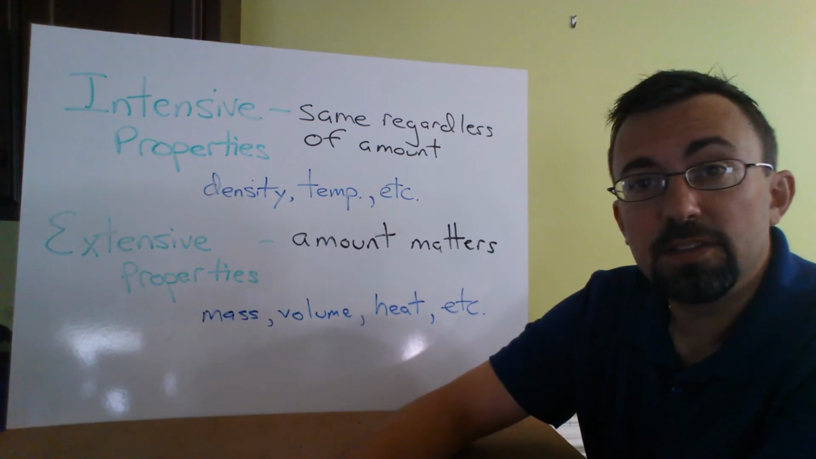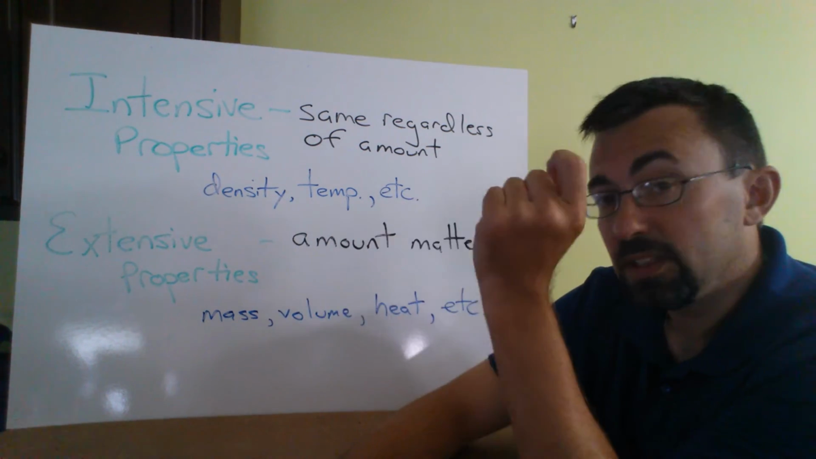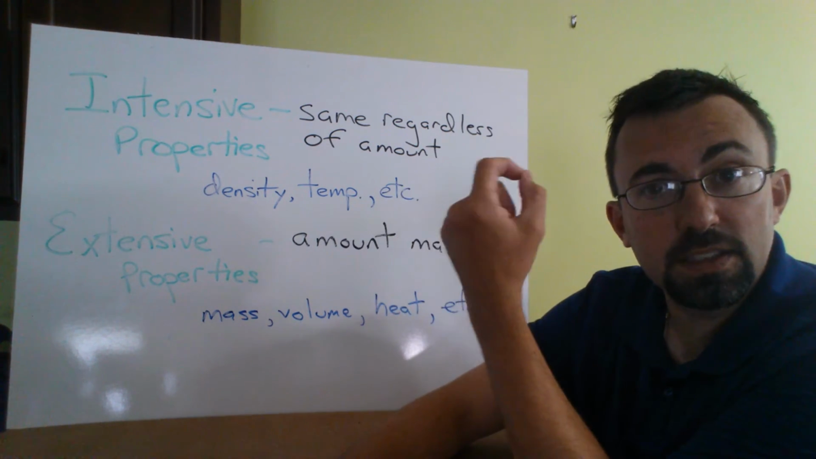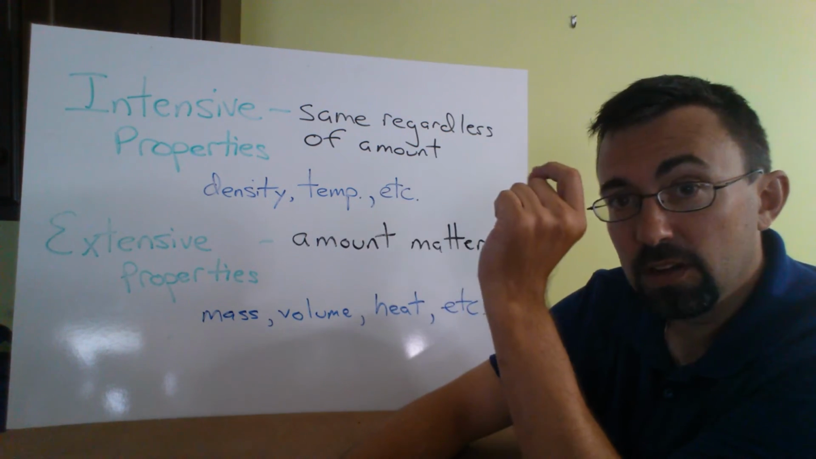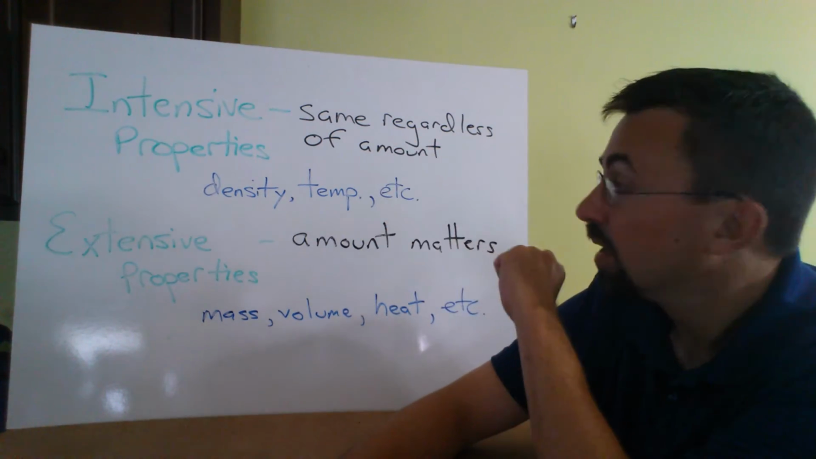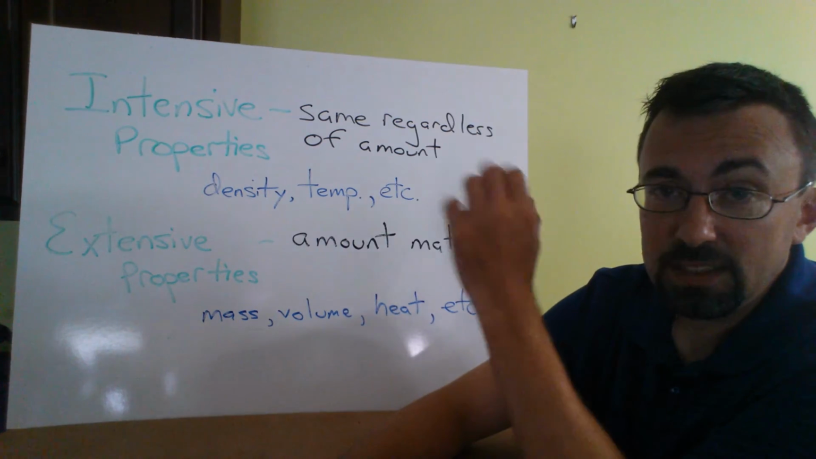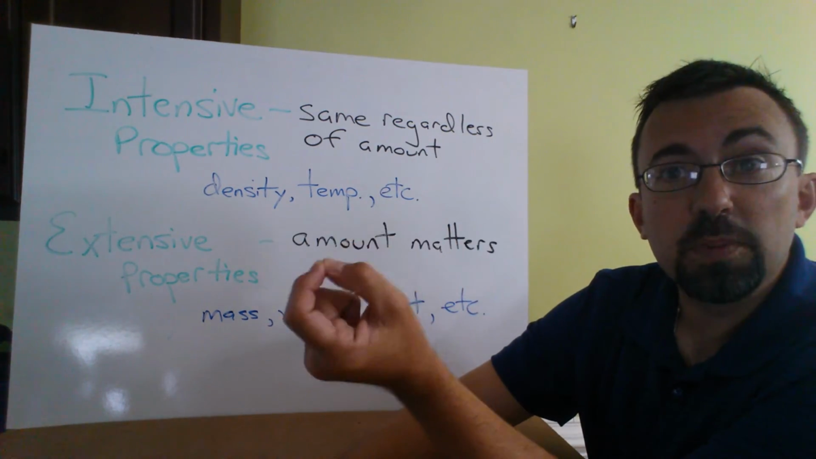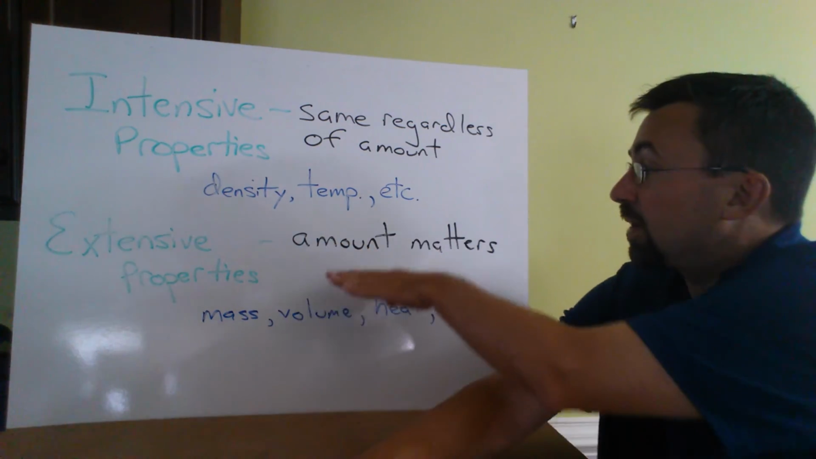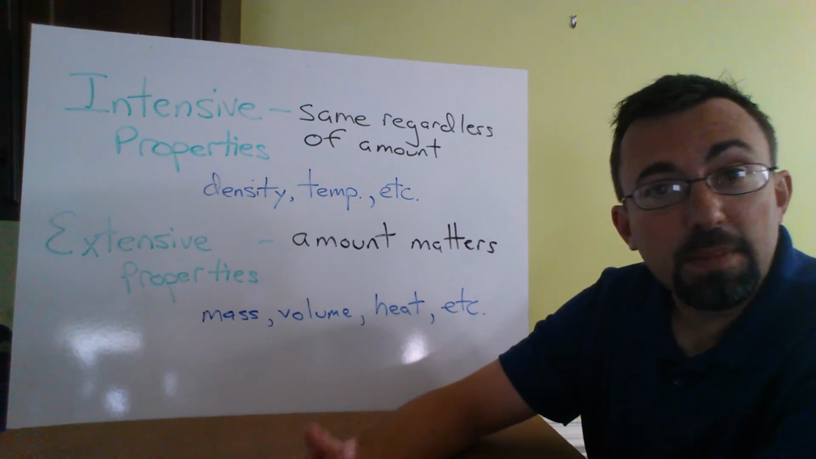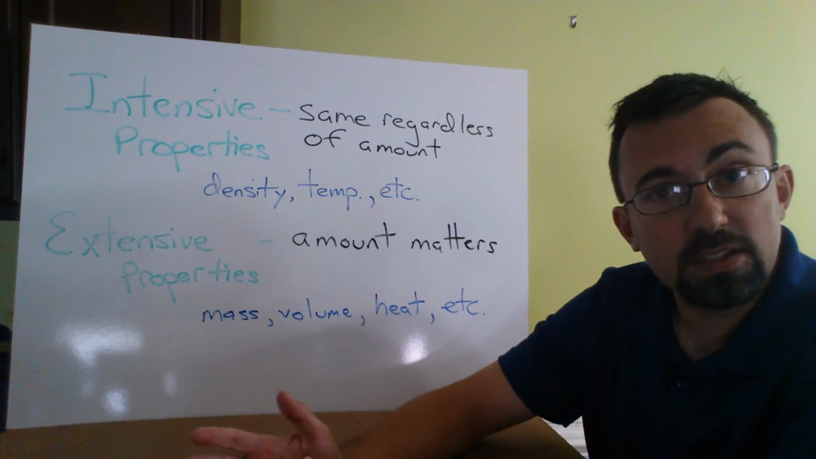Intensive property, if you have a drop of something or the entire ocean of something, it's going to have that same property. So water has a density of 1 gram per milliliter, whether I have a little itty-bitty drop of water or the entire Atlantic Ocean. Now, the mass of the ocean is very different than the mass of a drop of water. So that would be an extensive property. The amount matters, it extends. So mass, volume, the amount of heat something holds, those are all extensive properties.